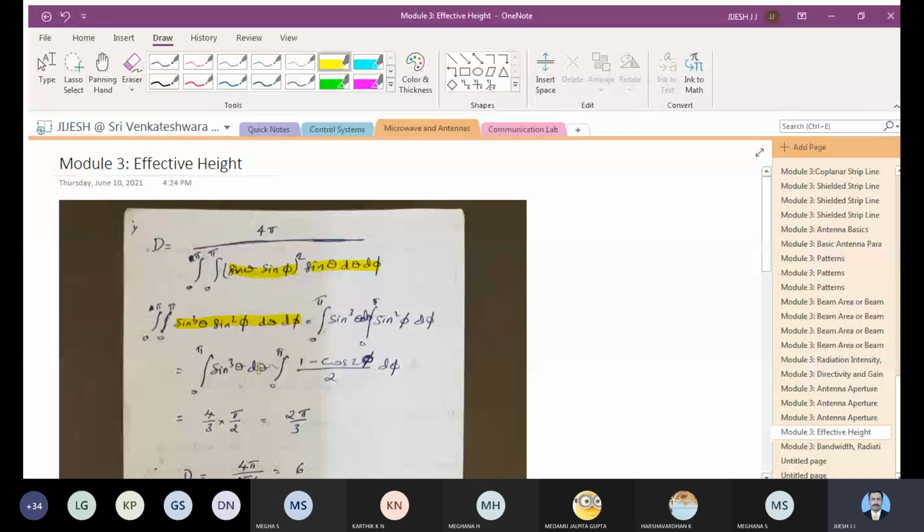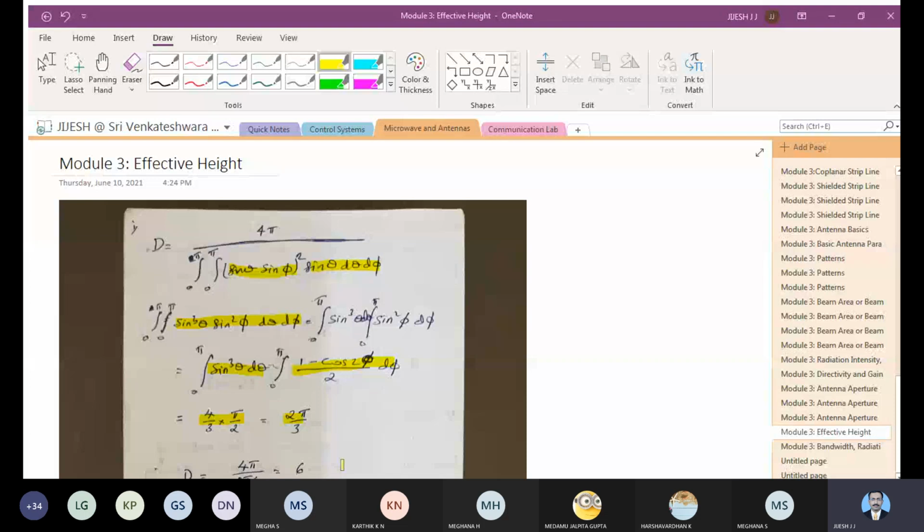So you can solve the problem. What will you be getting? You will be getting the integral of 0 to pi sine cube theta, integral of 0 to pi sine square phi, which can be written as 1 minus cos 2 phi divided by 2. So when you integrate it, you will get 4 by 3 into pi by 2. So the answer will be 2 pi by 3. So all of you got 2 pi by 3? Have you completed 2 pi by 3?